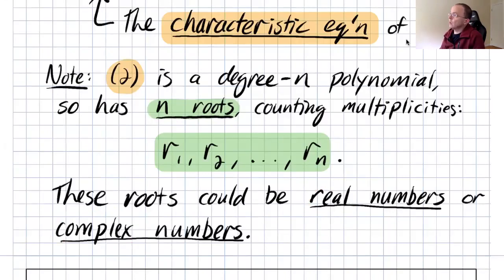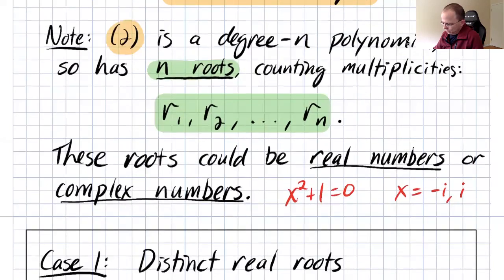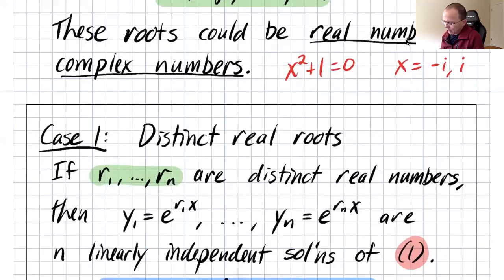So for example, if we look at x squared plus 1 equals 0, then the solutions to this are going to be plus or minus i. That's why we sometimes will need to consider complex roots of this characteristic equation. So that's where we get complex roots. But let's start with the simplest case.